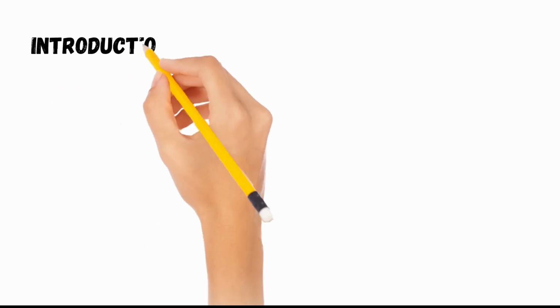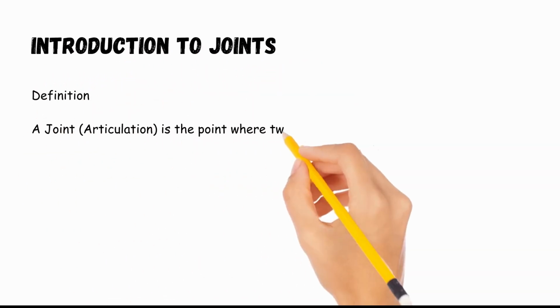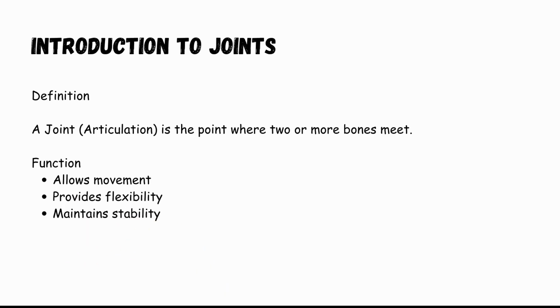A joint, also known as an articulation, is the point where two or more bones meet. Joints allow movement and flexibility while maintaining stability. Without joints, bones would be rigidly fixed and movement would not be possible. Joints vary in structure and mobility depending on their location and function.